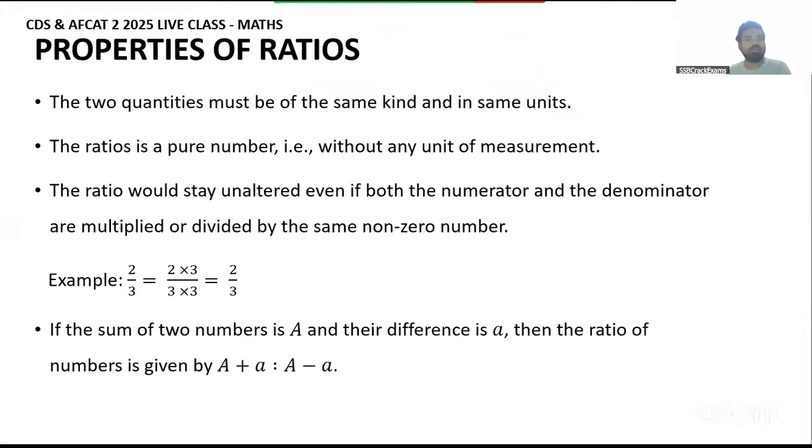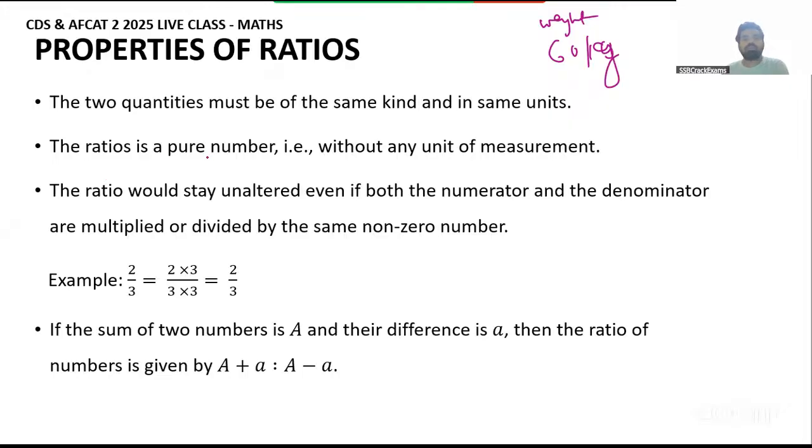Next is properties of ratio. The two quantities must be of the same kind to compare the ratio. Suppose your weight is 60 kg and your height is 165 centimeters. Then these quantities are different because one quantity is weight and the other is height. So you cannot compare quantities of different kinds. Right? Whenever you try to find the ratio, always make sure that the quantities are of the same kind, unless stated otherwise. Okay?